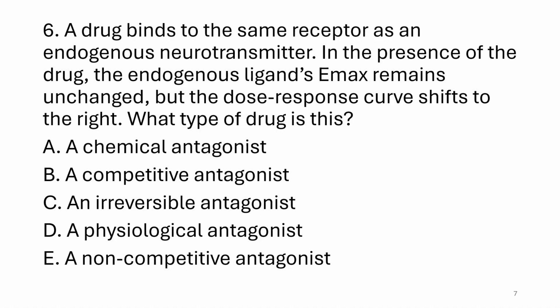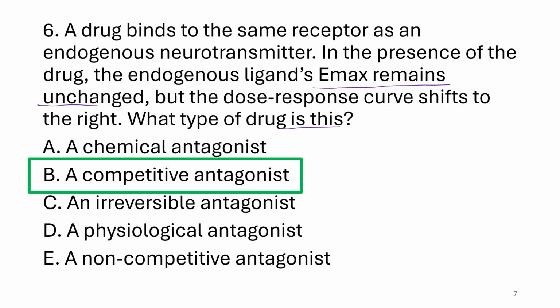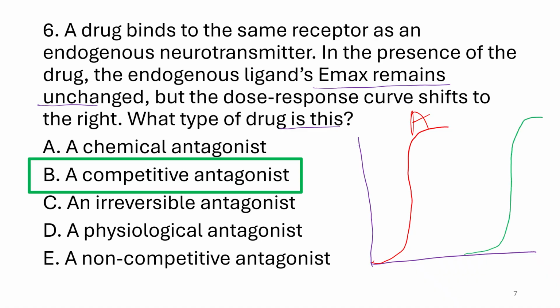Question number 6. A drug binds to the same receptor as an endogenous neurotransmitter. In the presence of the drug, the Emax of the endogenous ligand remains unchanged, but the dose response curve shifts to the right. What type of drug is this? The correct answer is a competitive antagonist. In the dose response curves, this is the full agonist, drug A, and then you have an antagonist with the agonist. So this is A plus B. A is the agonist, B is the competitive antagonist.